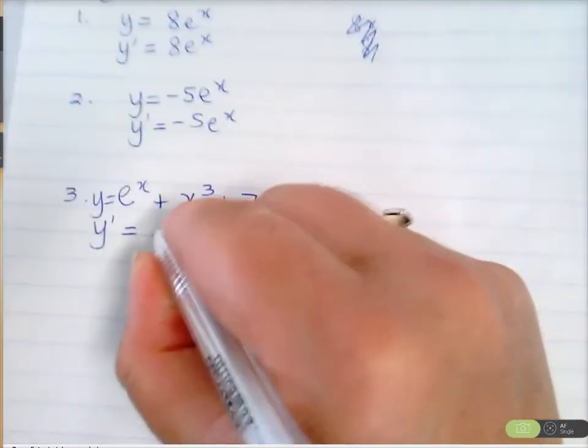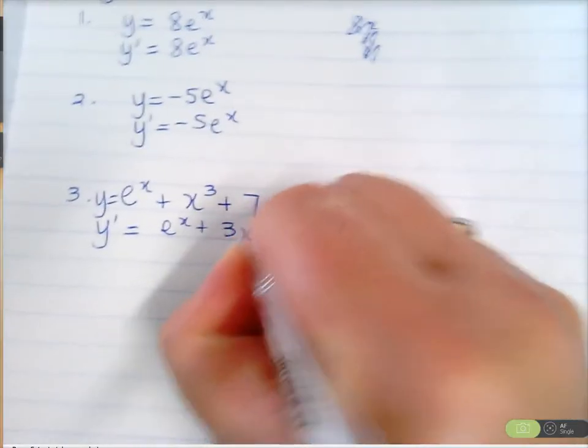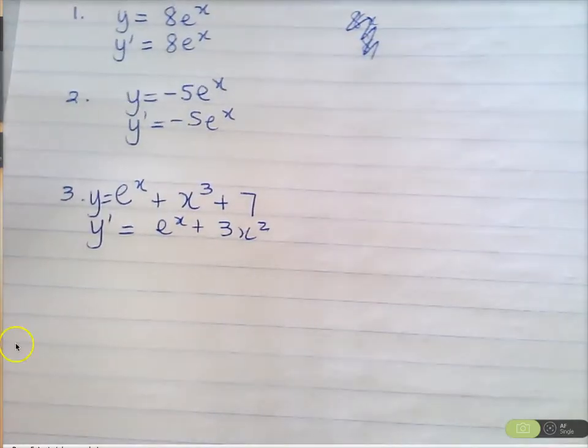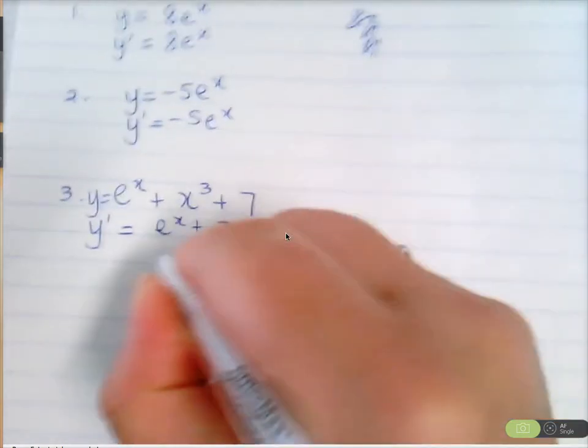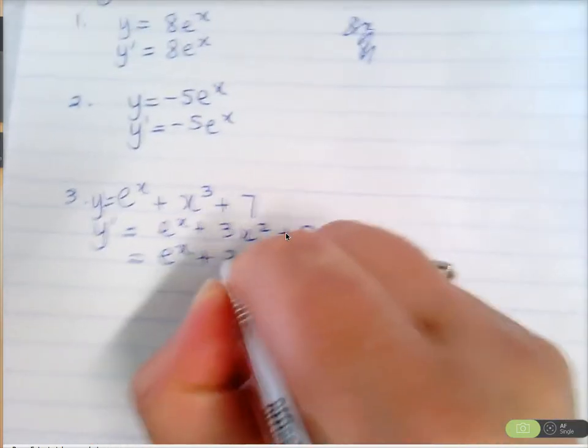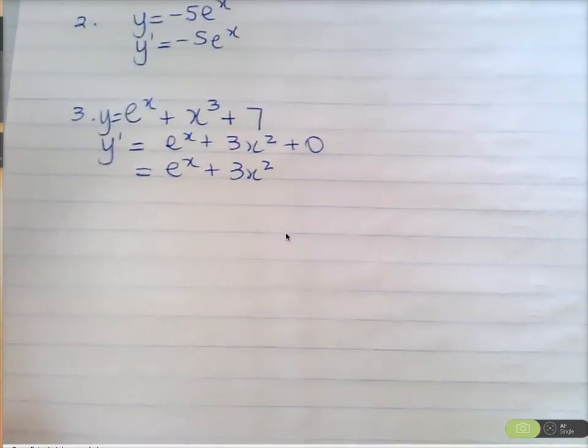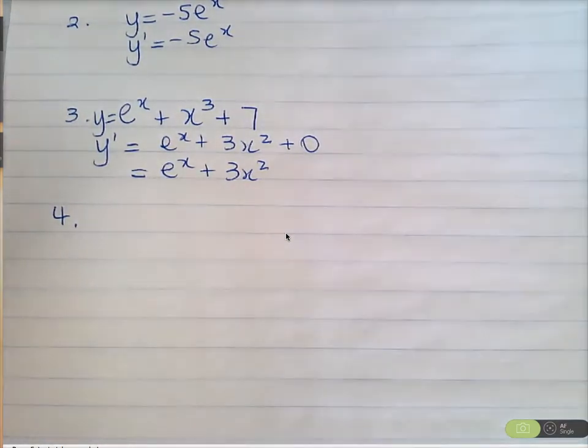E to the x is the same, plus 3x squared plus 0. Remember, when you differentiate the constant, you get 0. I'll go plus 0, which is e to the x plus 3x squared. So we're just adding on the extra rule of differentiating e to the x.